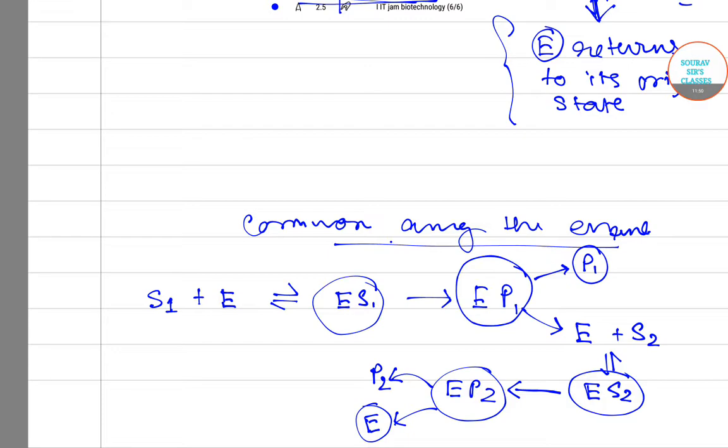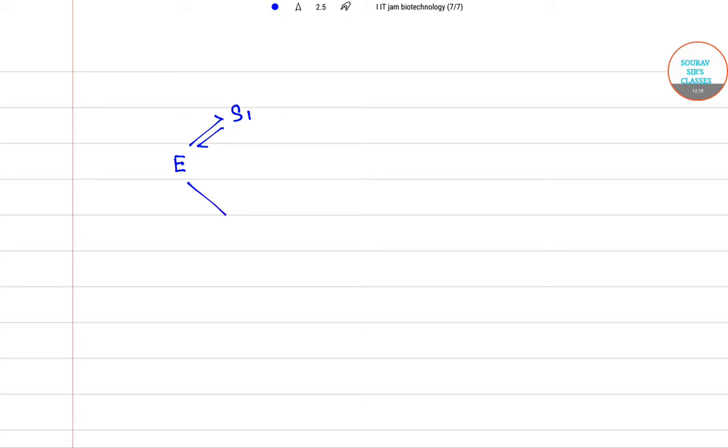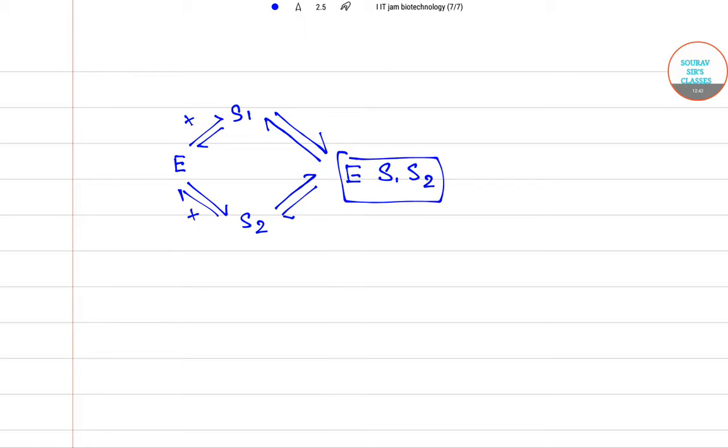Now here, the ternary complex. Apart from this common enzyme mechanism, there is another type of substrate molecule binding we can see. Suppose this is the enzyme and it is binding with the substrate S1, and simultaneously it is binding with another substrate, S2. So this is plus and this is also plus. Now from this enzyme-substrate complex, we will get ES1S2. This is the complex that will form from this type of mechanism.